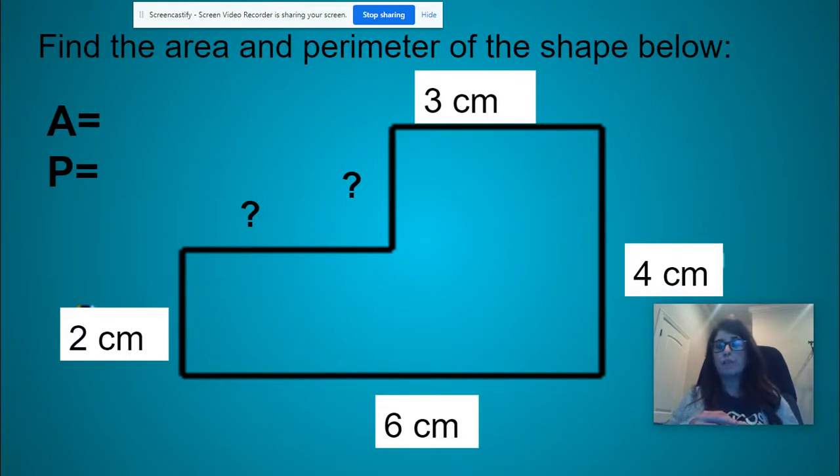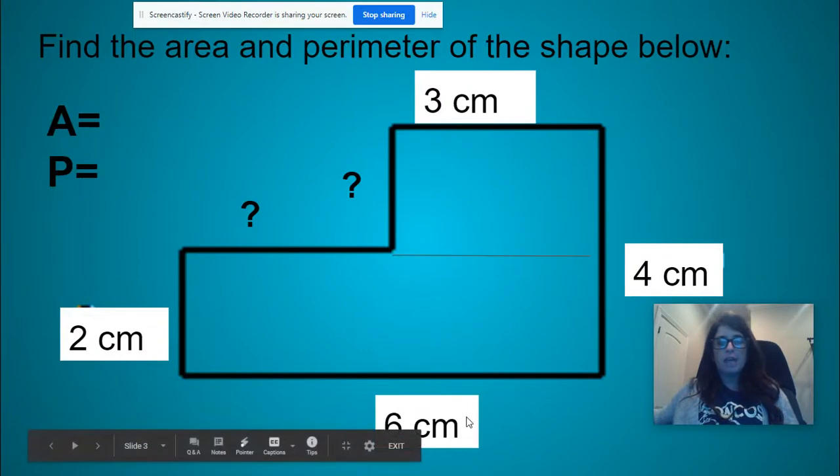What we're going to do is find the area first. To be able to find the area, I'm going to have to split this shape into 2 different parts. Okay, I want to split it into 2 different rectangles. So I'm going to use a line and I'm going to split right here, between this bottom rectangle and this top rectangle. Okay, let's look at the bottom rectangle first.